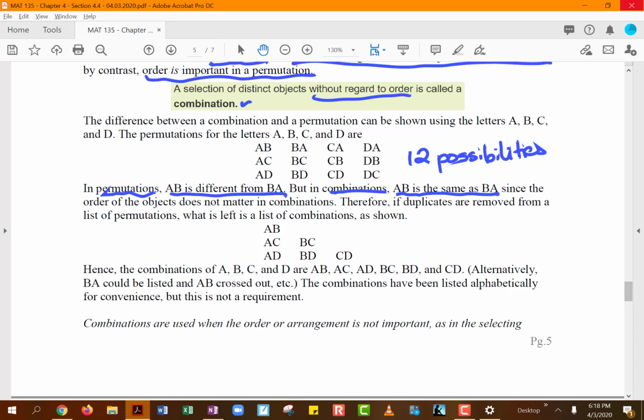Since AC and CA are the same, we can remove CA. AD and DA are the same, so again get rid of DA. Then BC is the same as CB, so CB is gone. BD is the same as DB, so DB is gone. And of course CD is the same as DC, so that is gone. You can see we are left with AB, AC, AD, BC, BD, CD, and those are all the options you have here. This only comes out to a total of 6 possibilities.